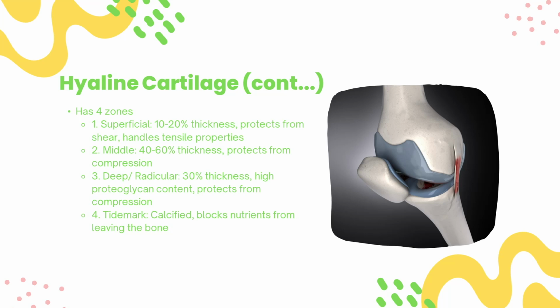So we want to make sure that we have that discrepancy between the bone and the cartilage, because the cartilage is there to protect the bone. So we don't want those nutrients getting out of the bone and going into the cartilage. So that's what this tidemark layer is for. So we go superficial, middle, deep and radial, all the way down to the tidemark layer of the cartilage.